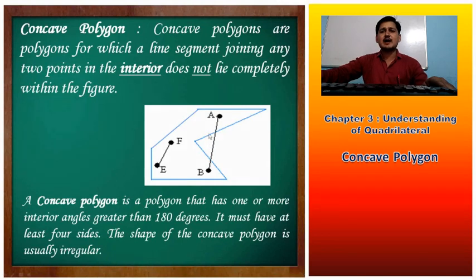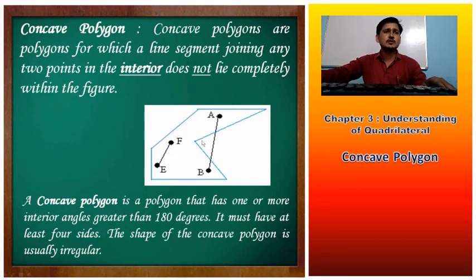One more important thing about concave polygon is, in a concave polygon, at least one angle should be more than 180 degrees. When we observe this figure, this angle, this angle, this angle, this angle and this angle, these angles are all less than 180 degrees. But this angle is more than 180 degrees. We can see this is a reflex angle, and a reflex angle is more than 180 degrees.